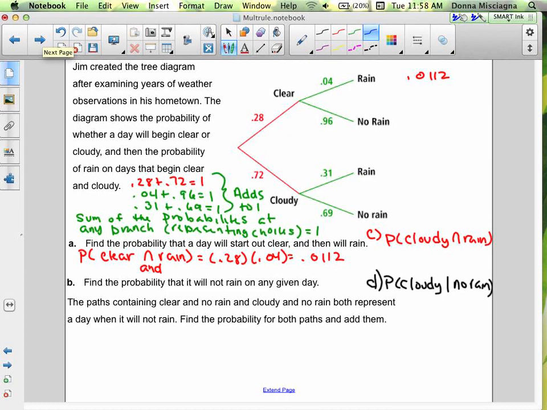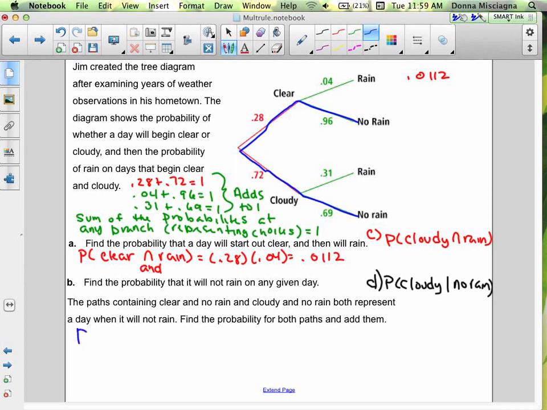So we have two paths we could take. The paths containing clear and no rain, and the paths containing cloudy and no rain. Right? Both of those result in no rain at the end. Right? So since we have two branches that are included in the probability, we're going to add them. We're going to multiply as we go down the branch, across the branch, and we're going to add as we include more than one branch.